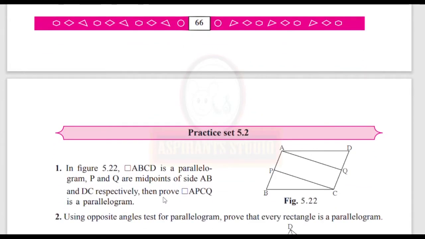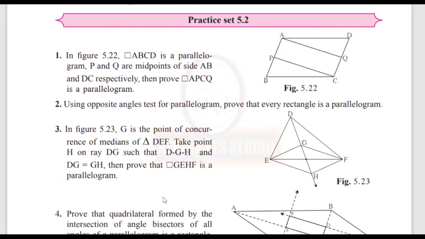Now coming to practice set 5.2. So the first question. In figure 5.2, quadrilateral ABCD is a parallelogram. P and Q are midpoints of side AB and DC respectively. Then prove quadrilateral APCQ is a parallelogram.